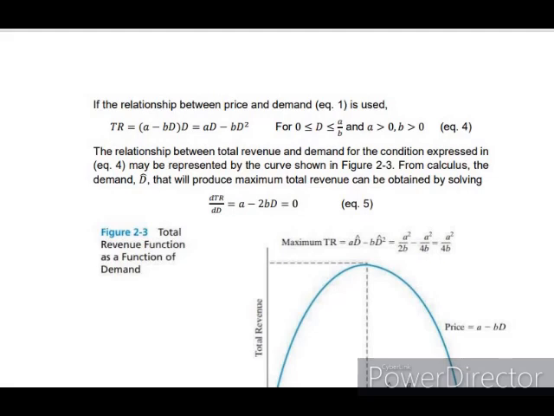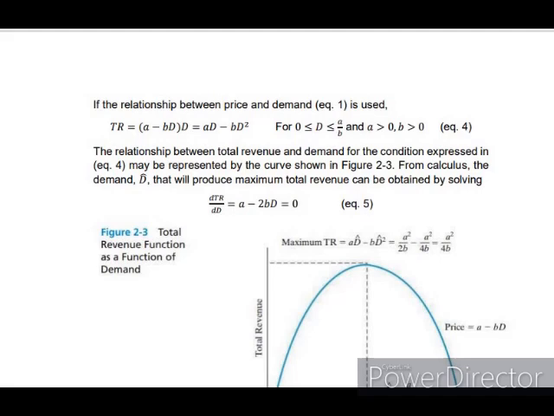Okay? For this condition that demand is greater than or equal to 0 but less than or equal to A over B, and A is greater than 0, B is greater than 0. So the relationship between total revenue and demand for the condition expressed in equation 4 may be represented by the curve shown in this figure.